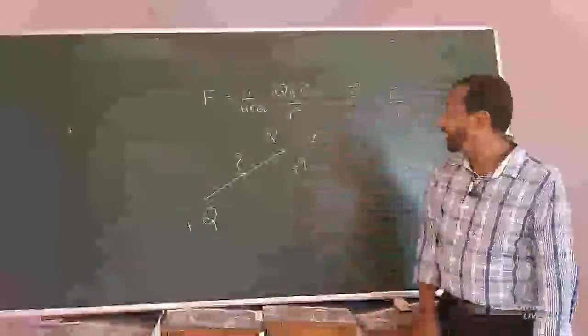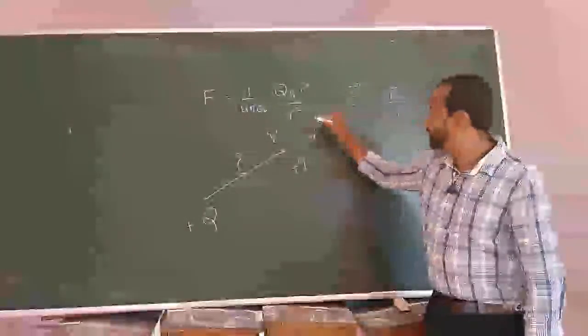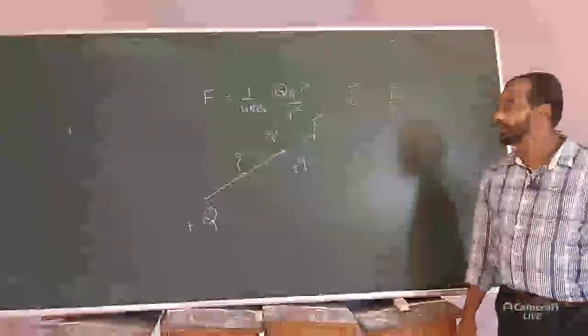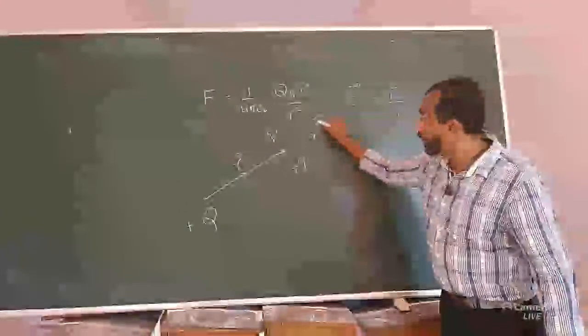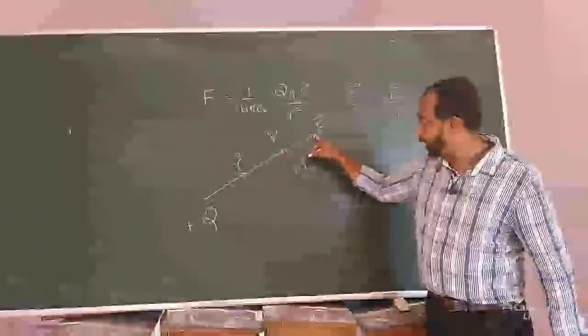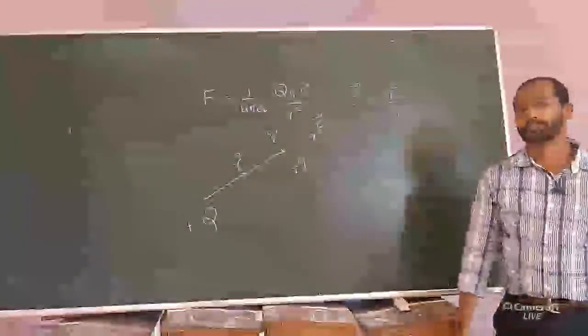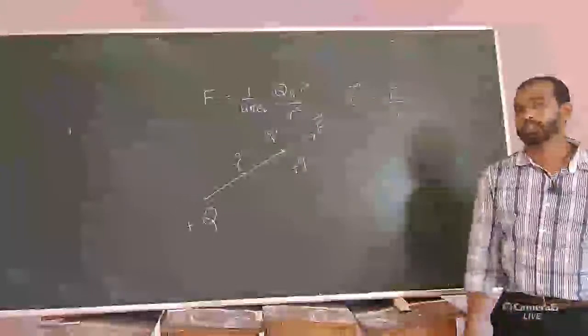Therefore, it will be the direction of the electric field. So, this is the direction of the electric field. And this is the direction of the electrostatic force. From this point, it will be directed away from the positive charge.